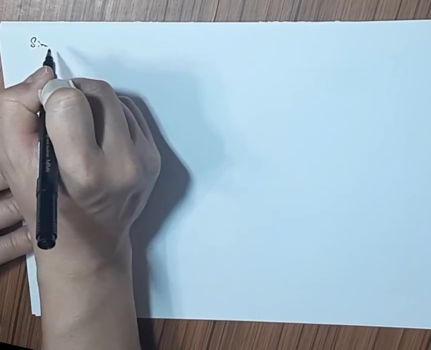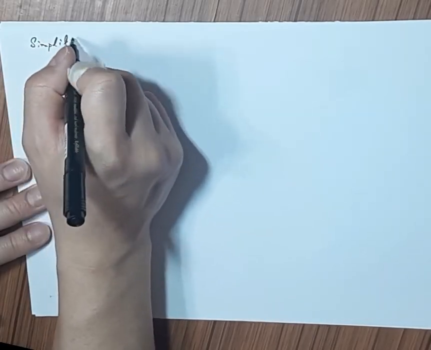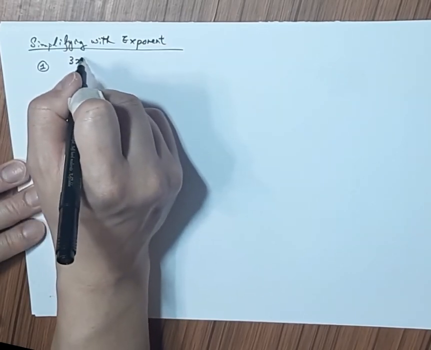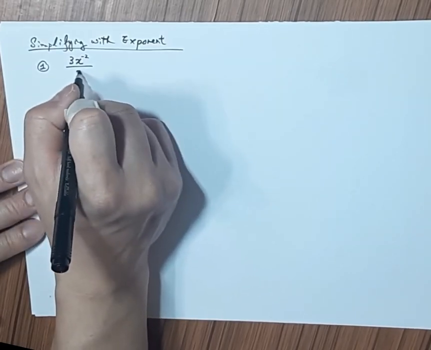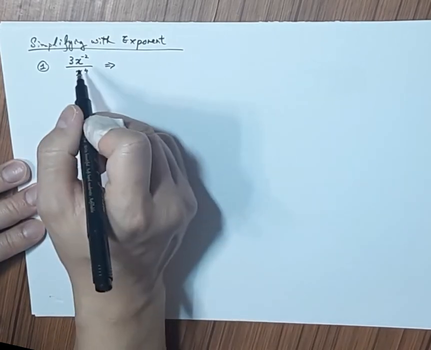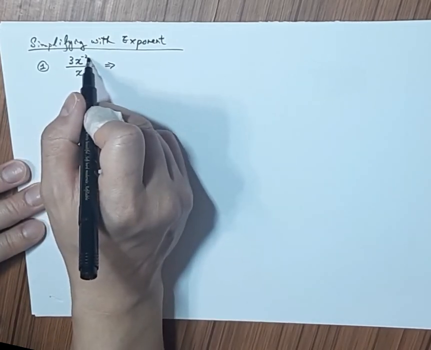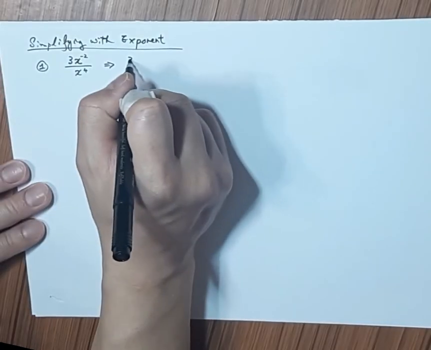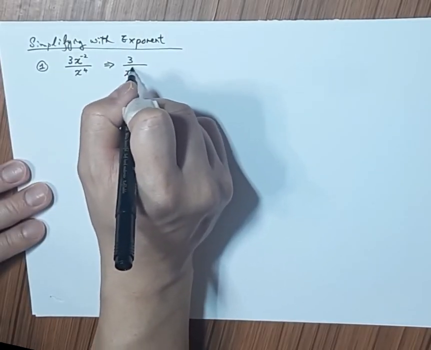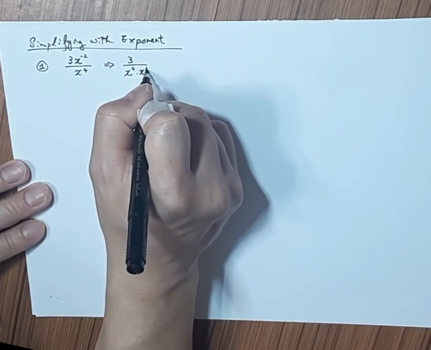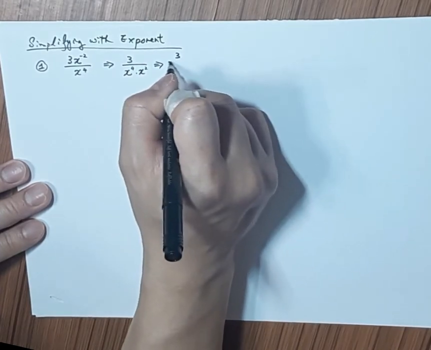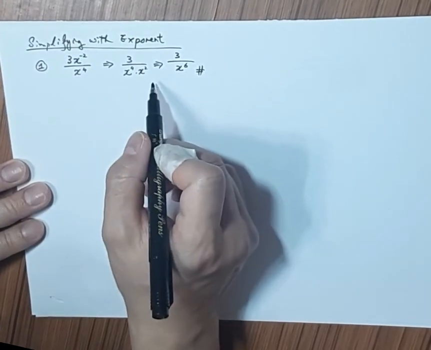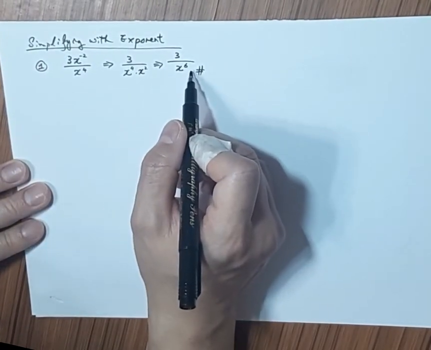Now we are going to do some exercises for you to improve your skill with exponent numbers. For example, if we want to simplify 3x to the minus 2 over x to the minus 4, we can put this x to the minus 2 at the bottom. We change the sign from negative to positive. We have 3 over x to the power of 4 multiplied by x to the power of 2. So we have 3 over x to the power of 6. We simplify this expression into a positive exponent.